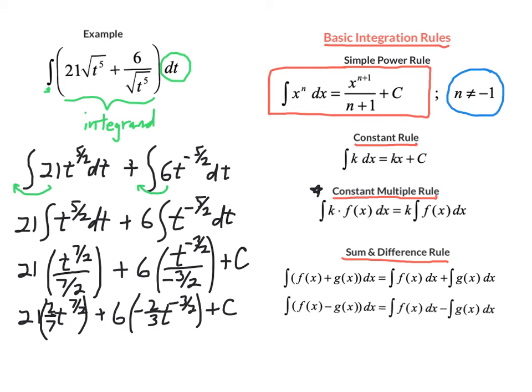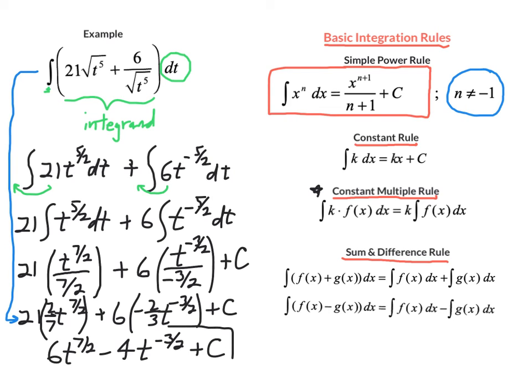And like everything else in math, if you practice and you understand your rules, a lot of times we could jump from our original integral straight to our antiderivative, if we understand the sum and difference rule and the constant multiple rule and everything else in play here. So our final step is to simplify here. So 21 times 2 over 7 is 6. So we have 6t to the 7 halves. And then we have negative 2/3 times 6, so minus 4t to the negative 3 halves with the big plus c on the end.